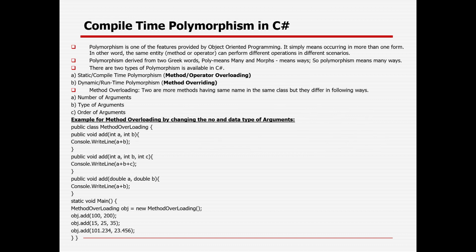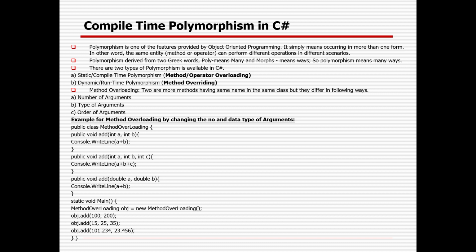So polymorphism is one of the features provided by object-oriented programming. C Sharp follows the OOPS concept, which is nothing but the object-oriented programming structure. Polymorphism simply means occurring in more than one form. In other words, the same entity, method or operator can perform different operations in different scenarios.